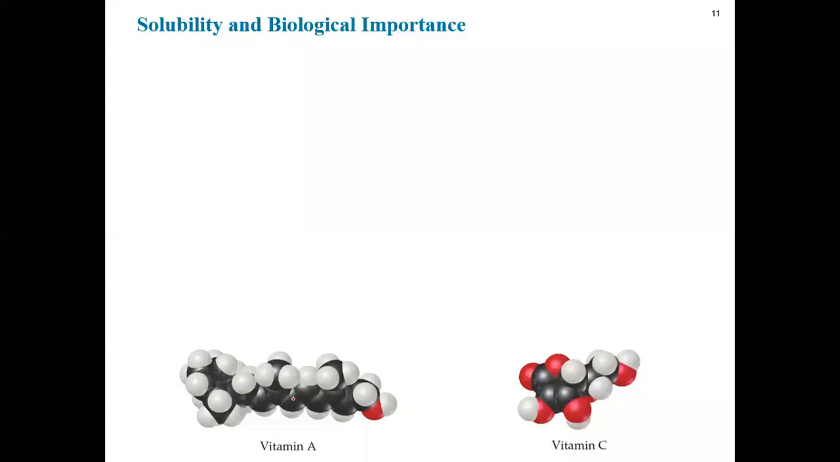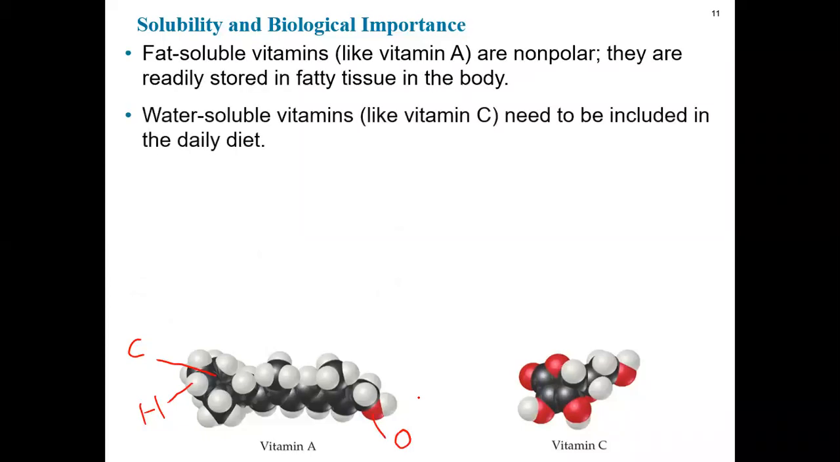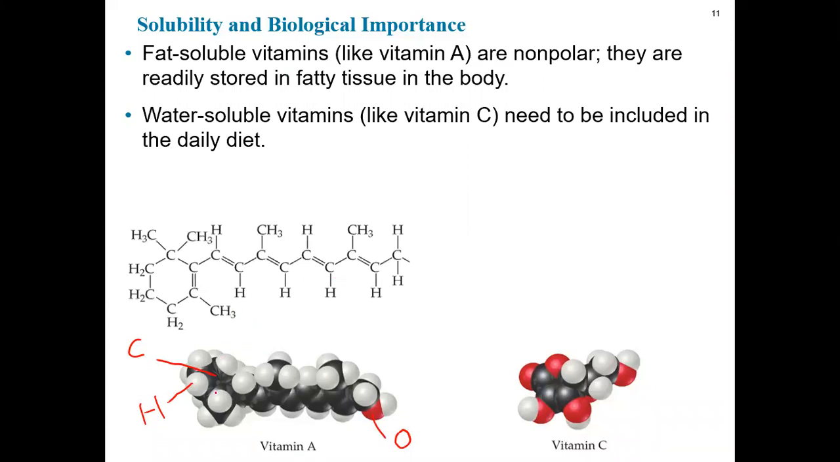First, let's see how solubility depends on what you are mixing. On this screen, at the bottom, we have two vitamins, vitamin A and vitamin C. Let's examine their structures. In vitamin A, this part is nonpolar. The white balls are H atoms, the black balls are carbon atoms, and the red ball is oxygen. Most of vitamin A is nonpolar, and only a smaller part is polar, and in particular this polar part can hydrogen bond.